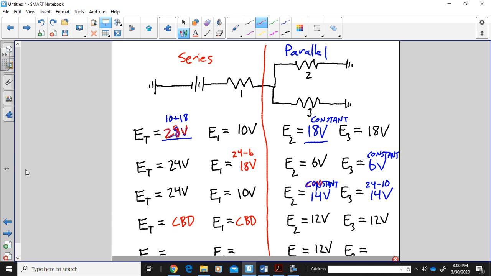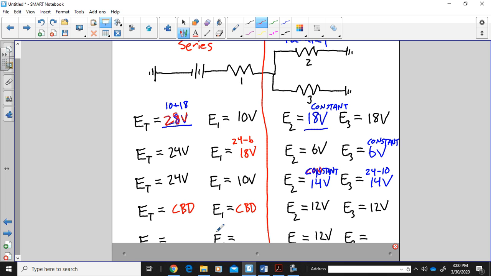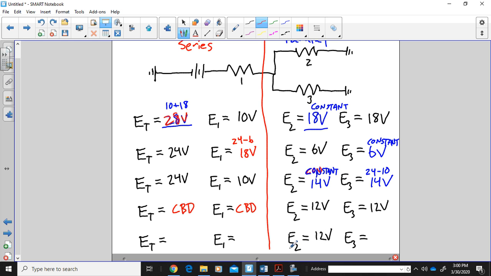Oh, one more problem there. If I just know 12 volts here, what can I fill out? Well, I can fill out this side because I know current is constant. But these still are going to be CBD, cannot be determined. Cannot be determined. So that's voltage in a series parallel circuit.